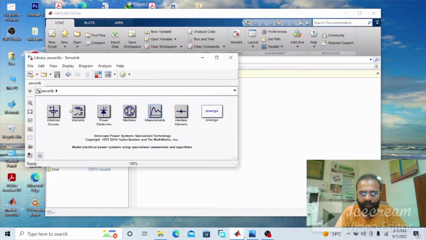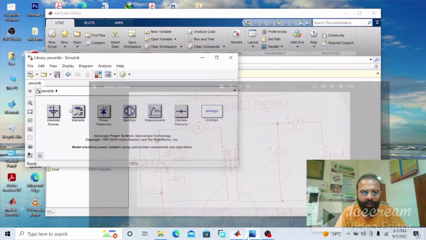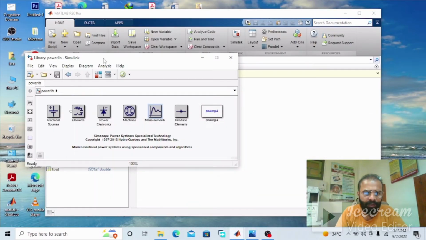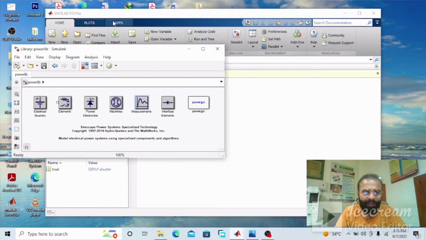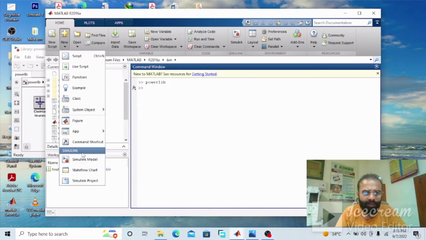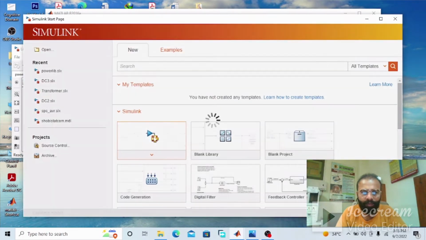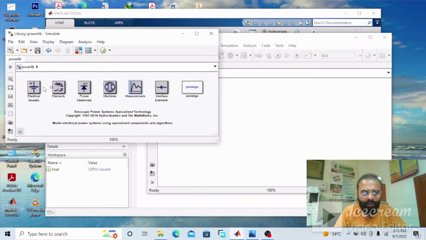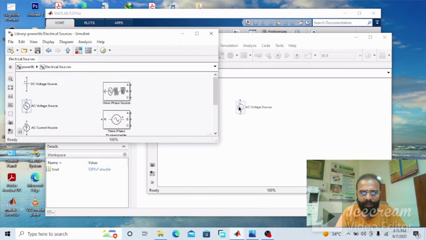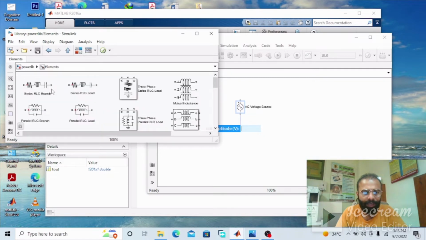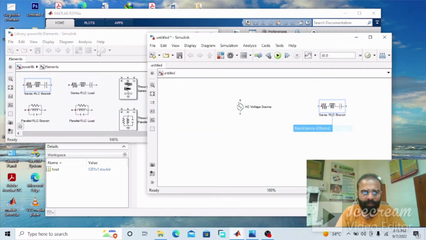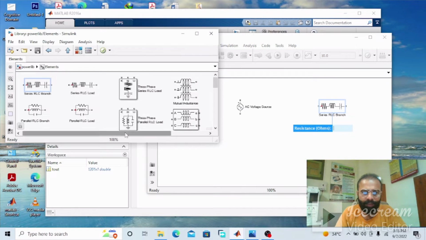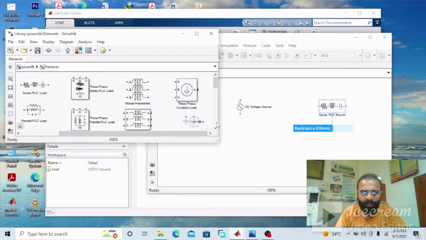Now we have to implement this circuit diagram on the MATLAB software. So select Simulink, model new, blank model, select. Now what we need is a single phase AC source, drag this. Then in the elements go to the series RLC branch, where you can change it into the load, and this is the ground.